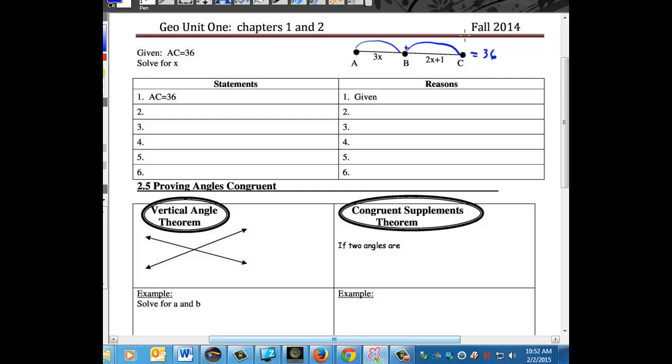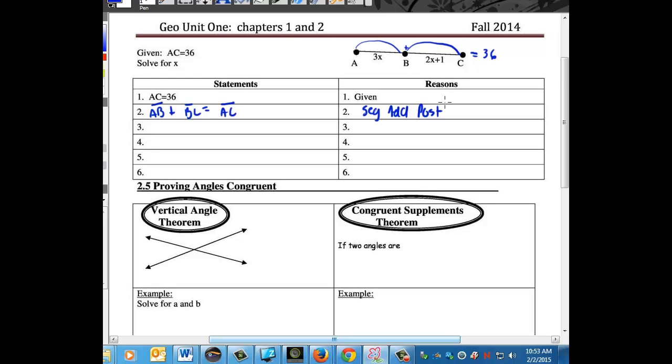So now we have to put this plan into a two-column proof, statement and reason. And we have to list all of our steps. We can't leave anything out. So the first thing that I want to say is that AB plus BC is going to equal AC. And actually, we should put segments here. So segment AB plus segment BC is equal to segment AC. Now, what allows me to say that AB plus BC is equal to AC? Well, that is the segment addition postulate.